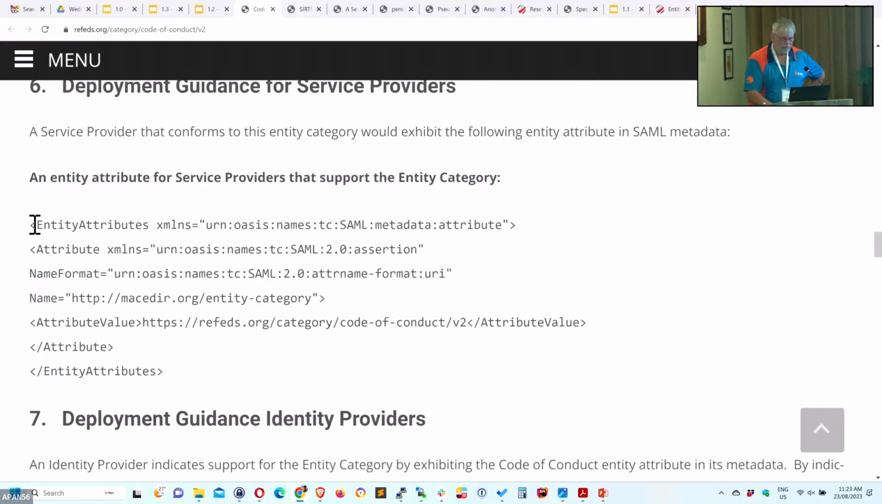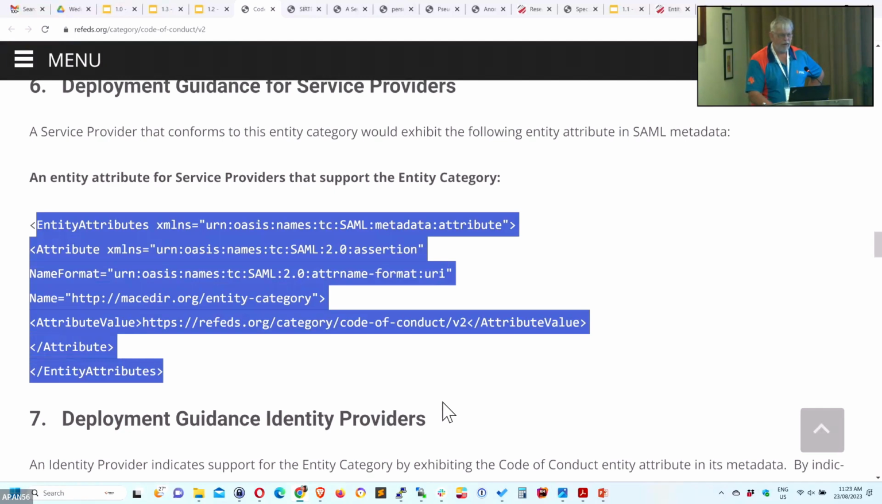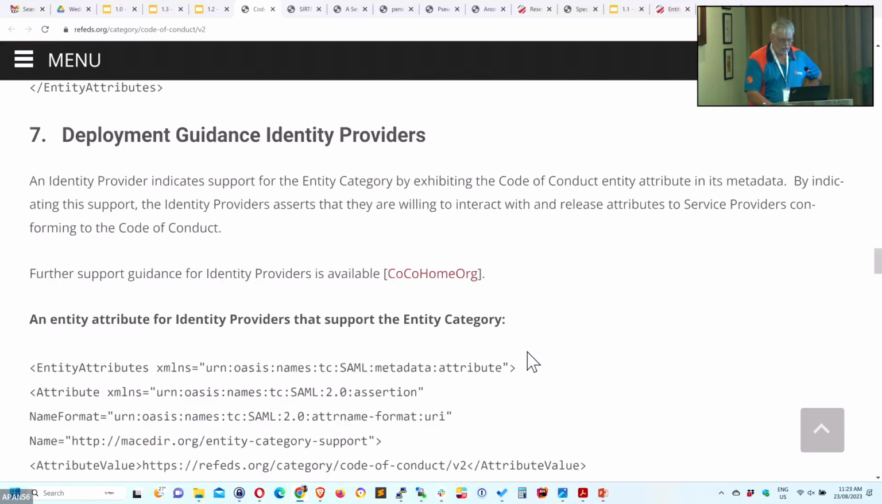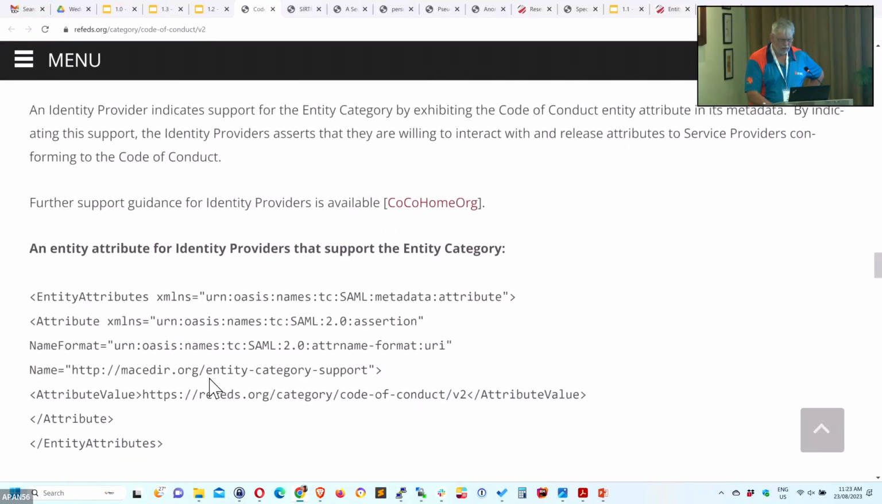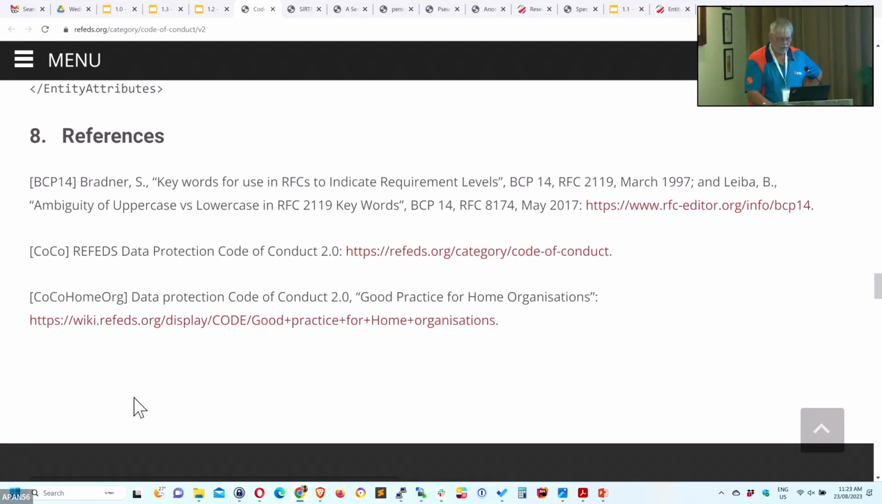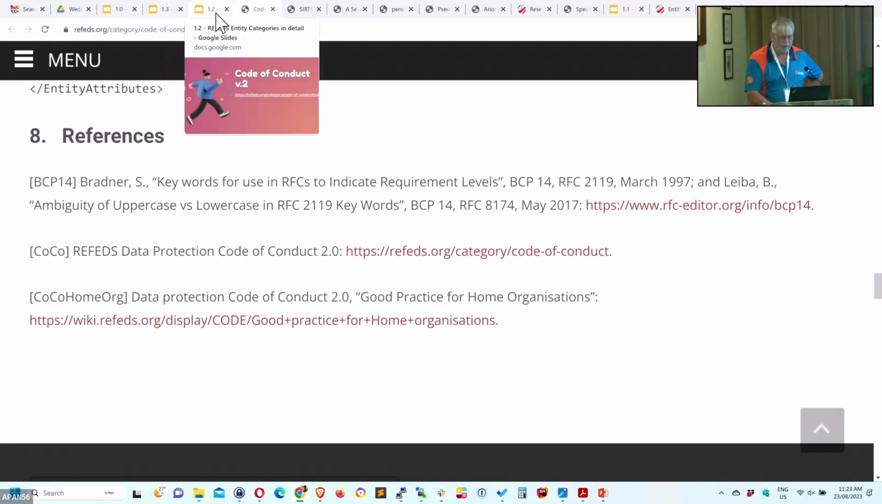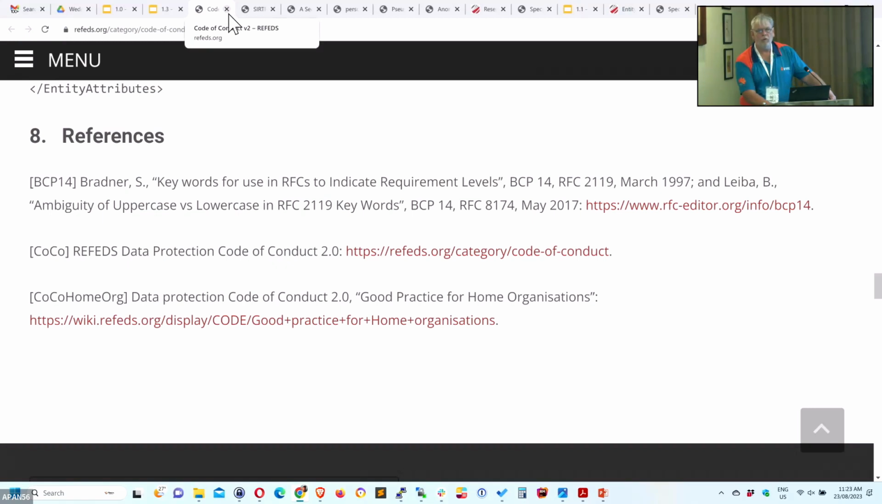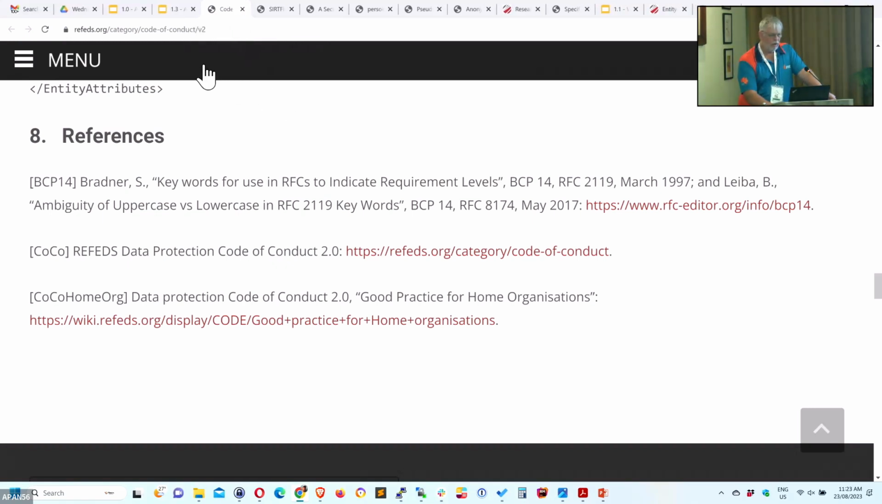Again, another entity category chunk needs to be added to the service provider that wants this. For identity providers, it's again the entity category supported type option. And again, there's a bunch of information available to help you determine how to deploy that particular entity category. And that's the end of the entity category stuff. I expect there'll be more in the future, and newer versions of entity categories, as we move forward and more problems arise that need to be resolved.